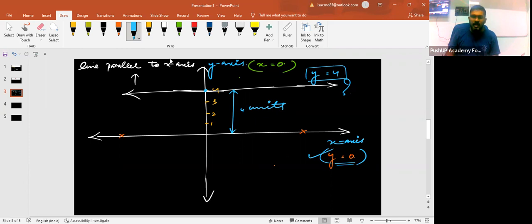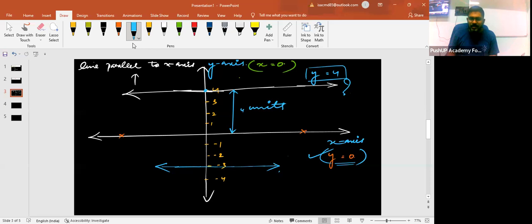All right. I'll give you one more line. Imagine, children, this is -1, this is -2, this is -3, -4. I'll draw a line in blue color which is passing through -3. Okay. I'm drawing a blue colored line which is passing through -3 on the y-axis, but it is parallel to the x-axis. What would be the equation of this line?